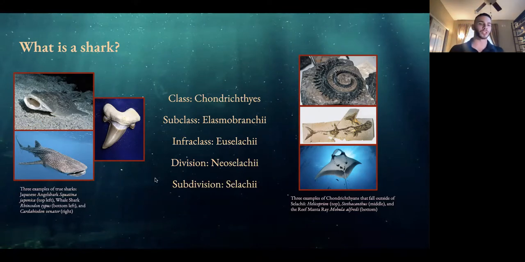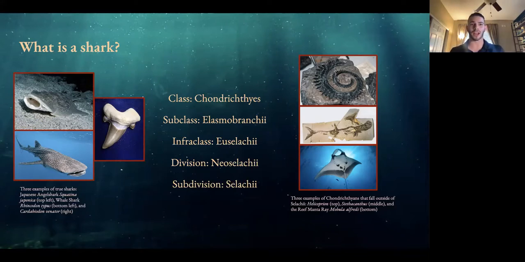Three examples of true sharks are the Japanese angel shark, Squatina japonica, the whale shark, which is right under it, and Carcharodon venator. So you can kind of see why people thought that rays were derived from sharks, as you have a flat body plan with Squatina as well as the rays. However, this is called the Hypnosqualean hypothesis, though it's been proven incorrect.